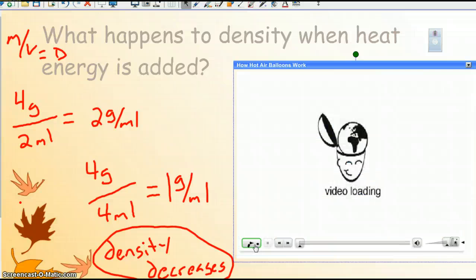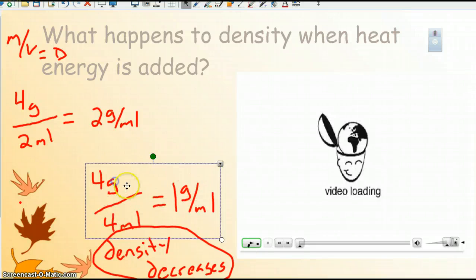Alright, so that video shows us that when energy or when heat is added to matter, it becomes less dense. Particles spread further apart, they're moving faster, they're moving more freely, and so that is what happens to matter when temperature or heat is added.